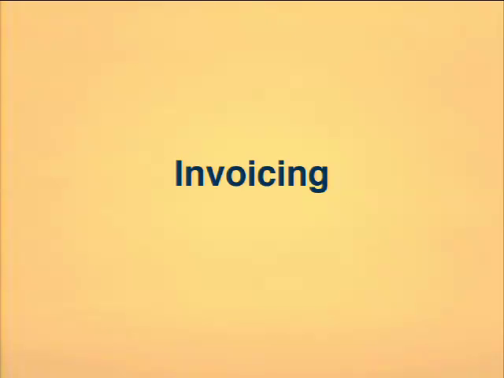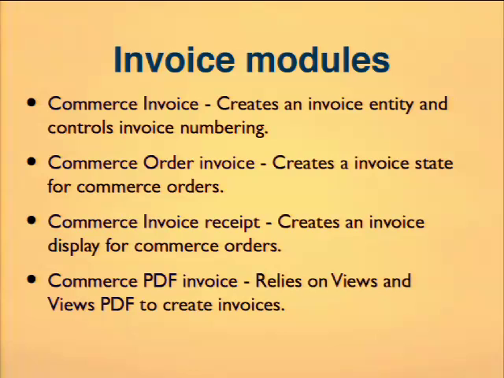The invoicing part is kind of funny because we have like 4 different modules that have 4 different approaches. So you have to choose whatever fits for you. Commerce invoice creates an invoice entity. Commerce order invoice creates an invoice state for the order entity. Commerce invoice receipt creates an invoice display for the order entity. And then you have the PDF thing. Okay, so you should choose whatever fits for you, because these are really different approaches.